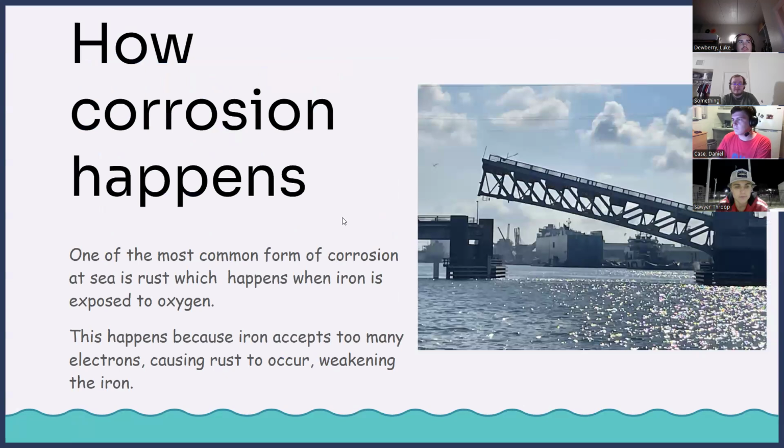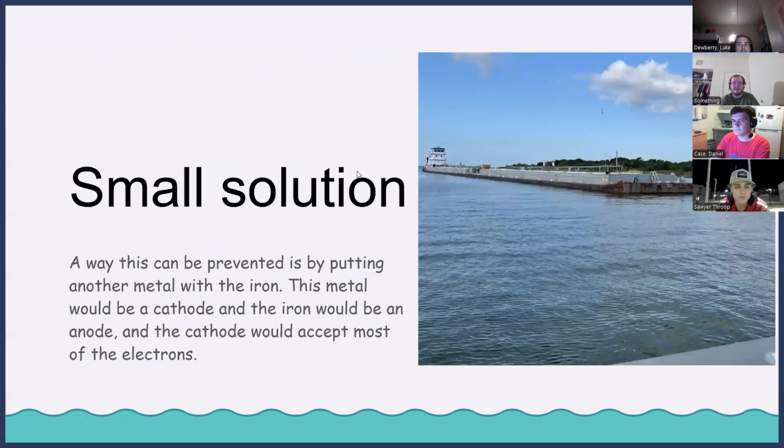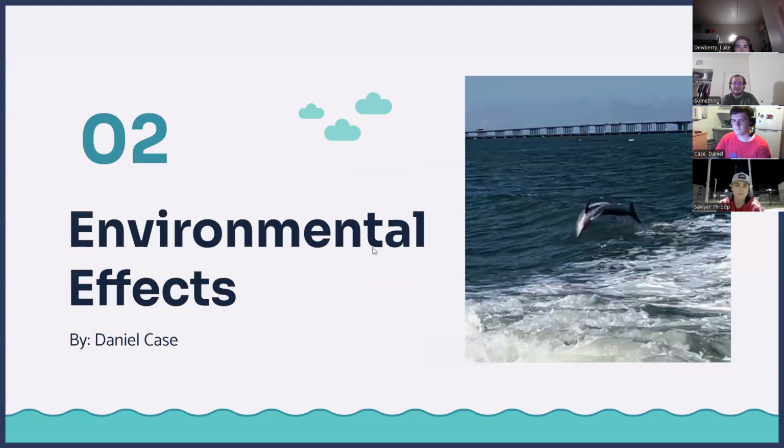One of the most common forms of corrosion is rust, which happens when iron is exposed to oxygen. At sea, that's pretty much always. This happens because iron loses too many electrons, causing rust to occur, and it weakens the iron, which means it would have to be replaced. A small solution for this would be to put another metal with the iron, which would be a cathode and accept more electrons, and the iron would be an anode, which would not lose as many electrons, so it would be less likely to rust.